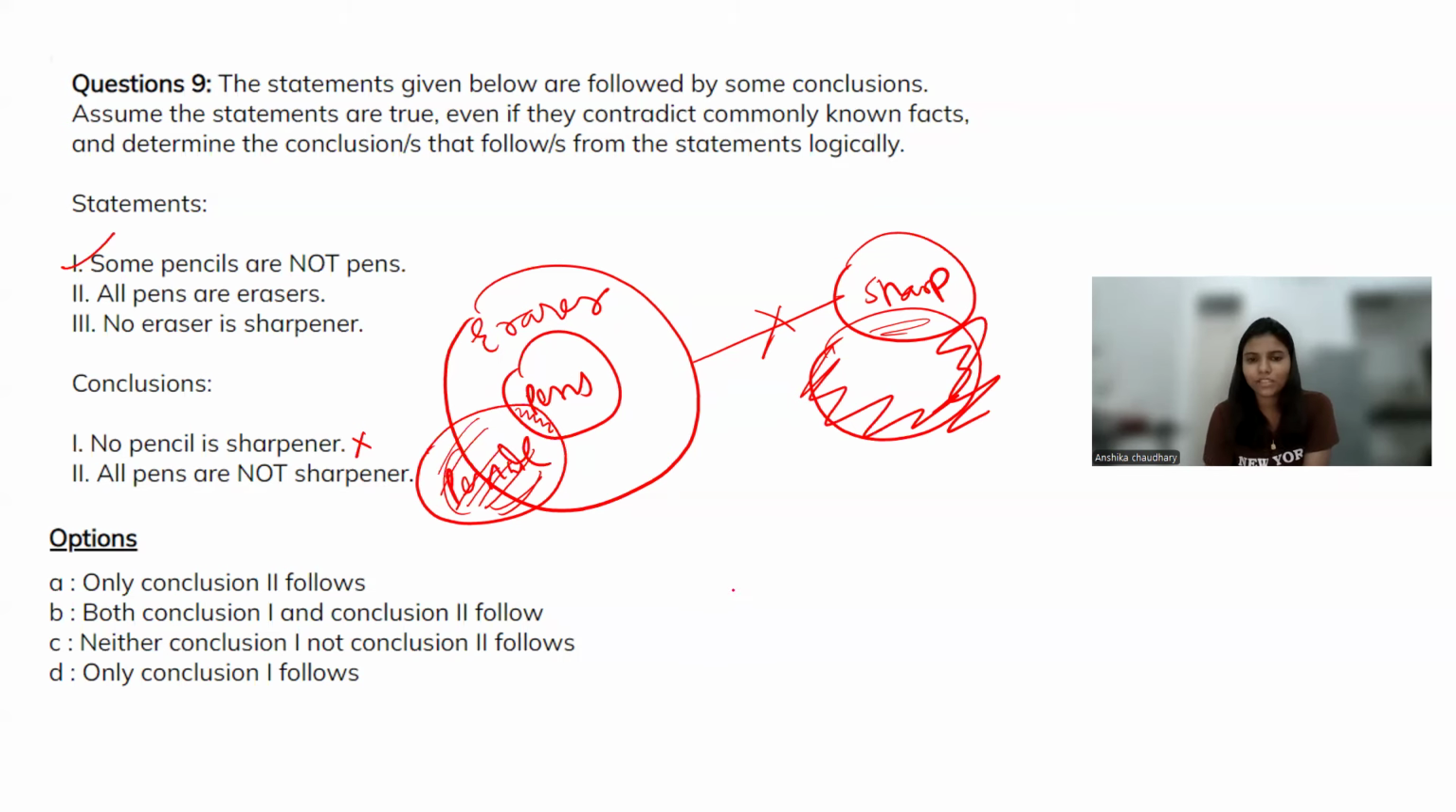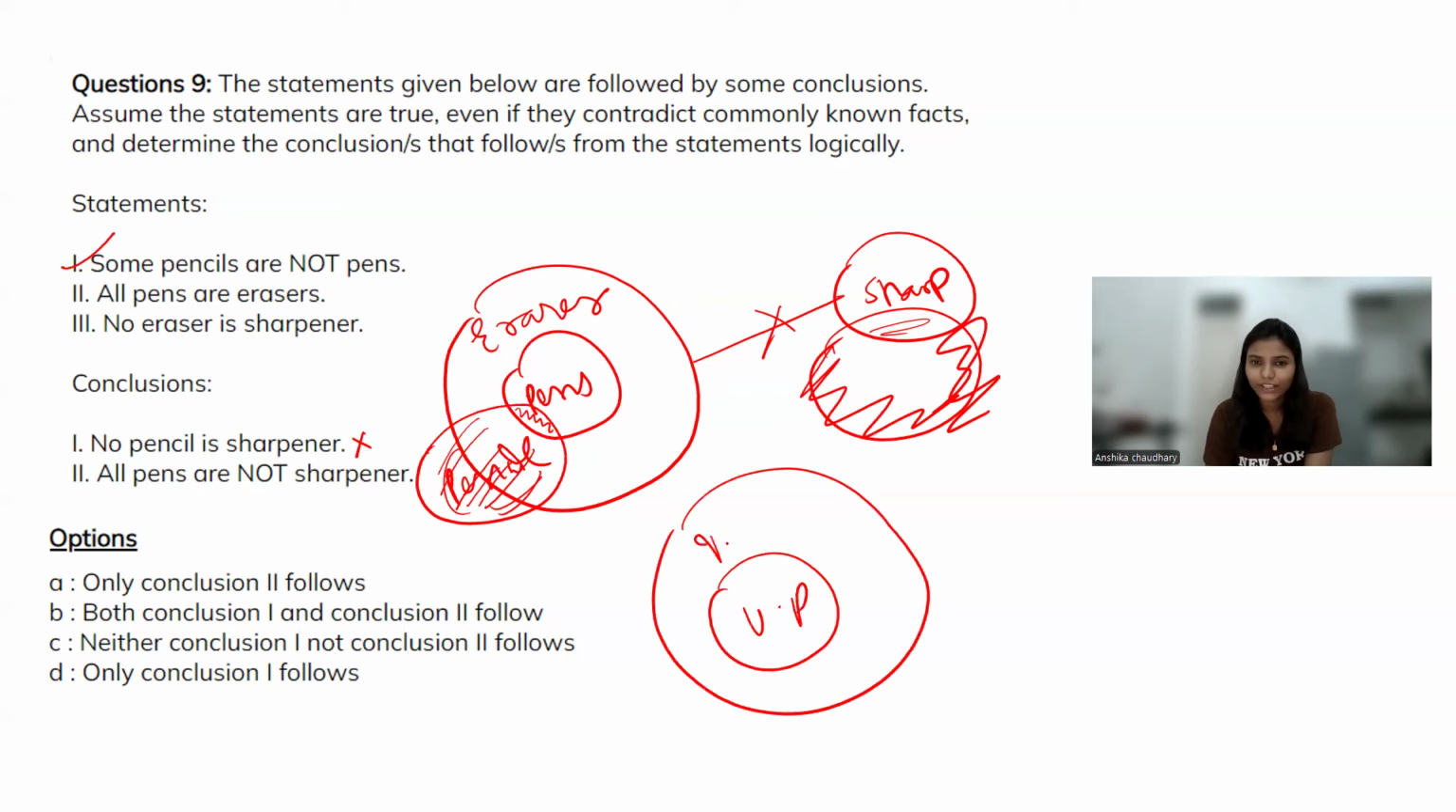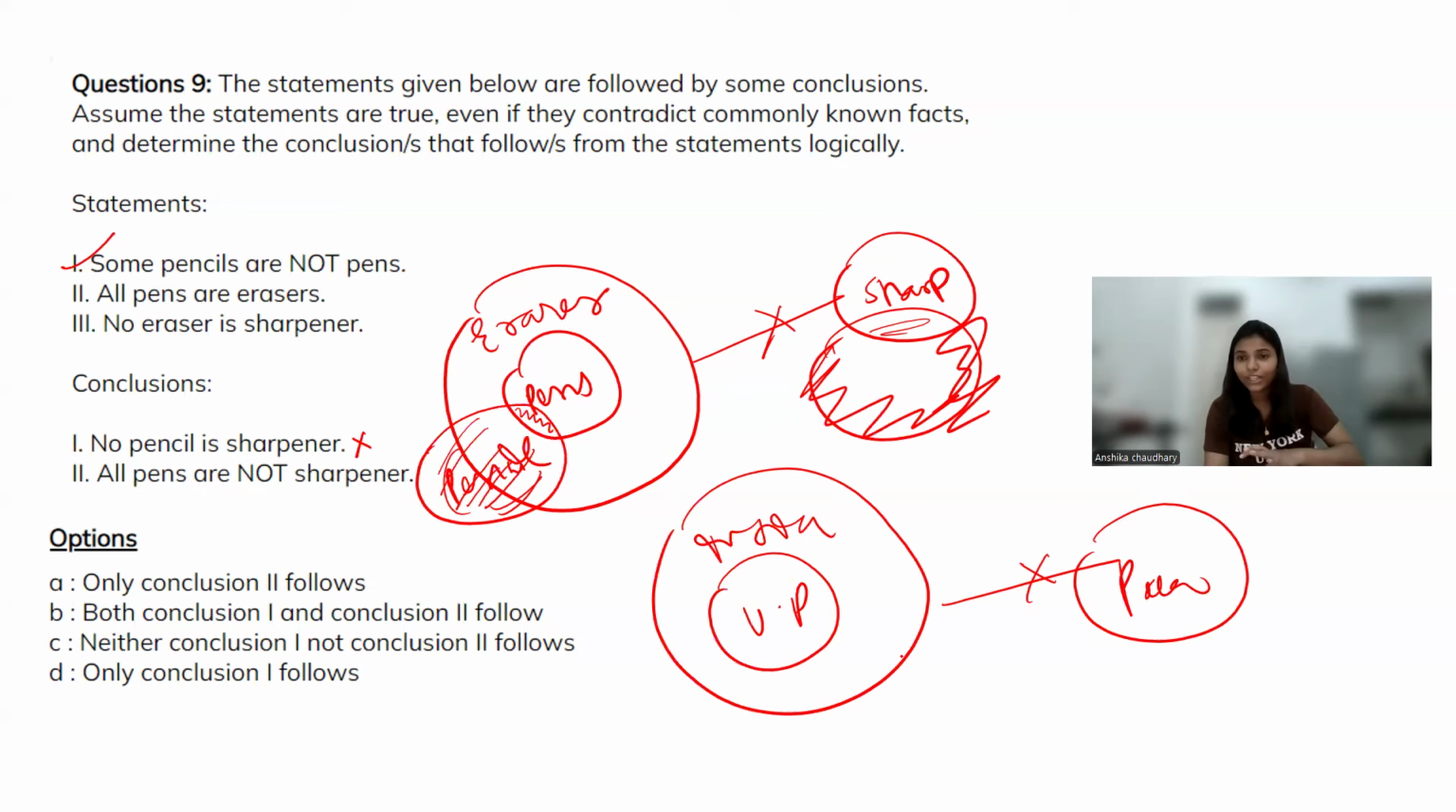Let's take a simple example. Suppose I live in UP, and UP comes under India. And I'm saying that India is not Pakistan, right? So how can I say that UP is Pakistan? Because UP is a part of India only. So UP cannot be Pakistan either. So the same thing is happening here: pens cannot be the sharpener.